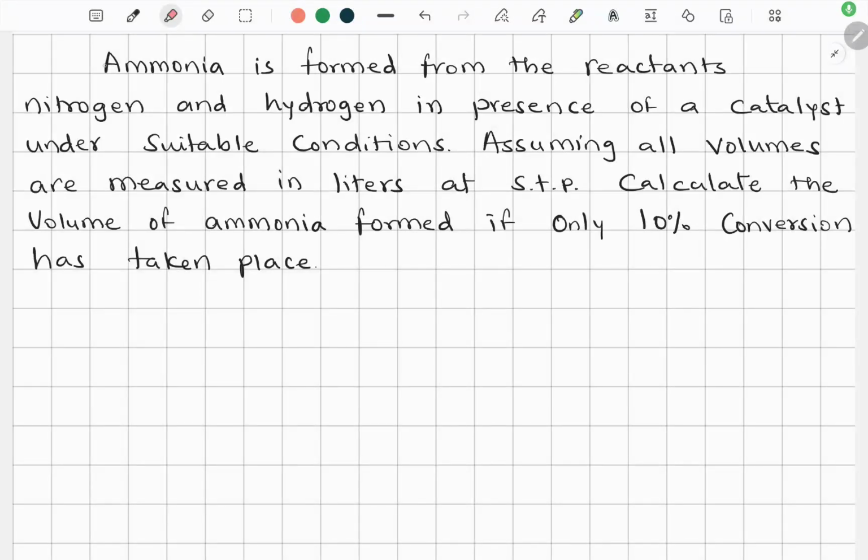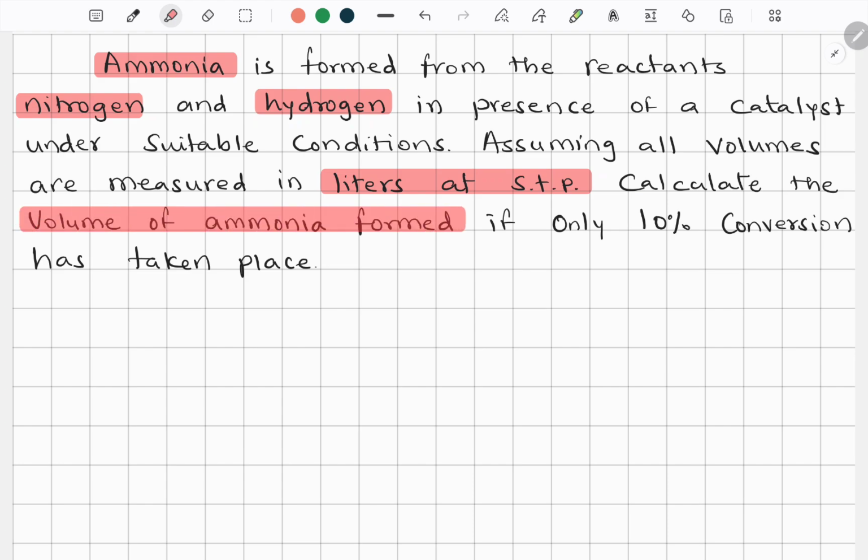It is given that ammonia is formed from the reactants nitrogen and hydrogen in the presence of a catalyst under suitable conditions. Assuming all volumes are measured in liters at S.T.P., calculate the volume of ammonia formed if only 10% conversion has taken place.